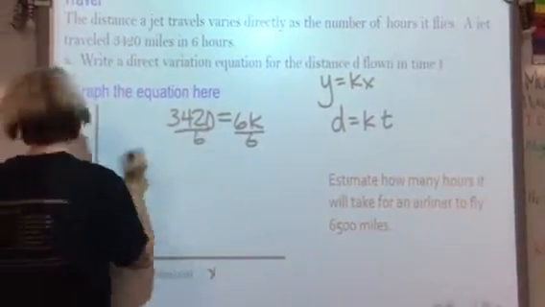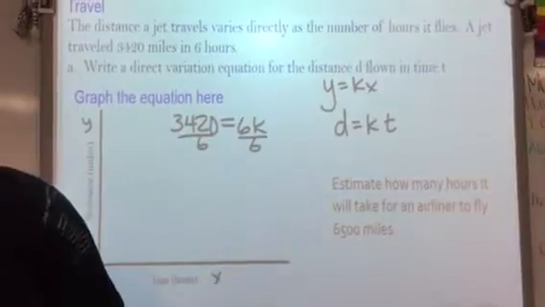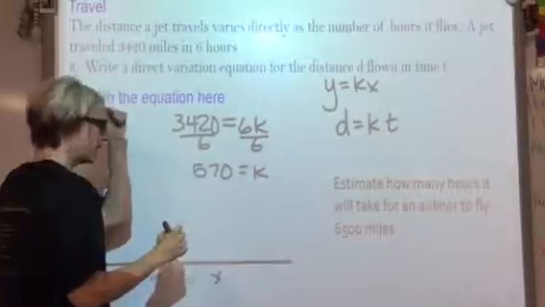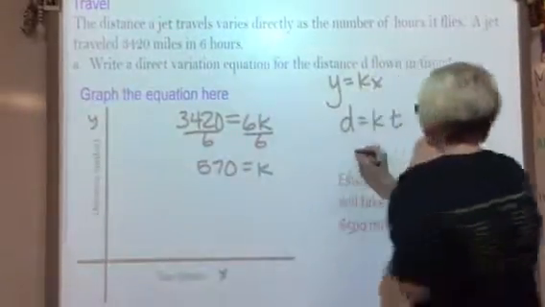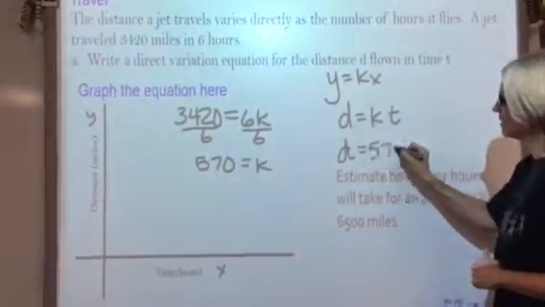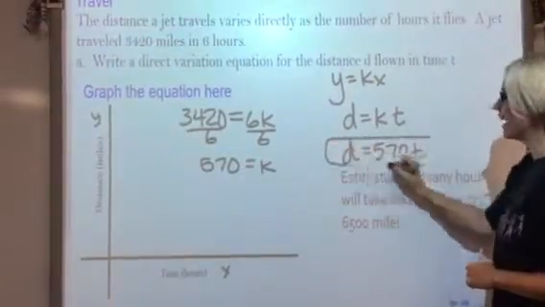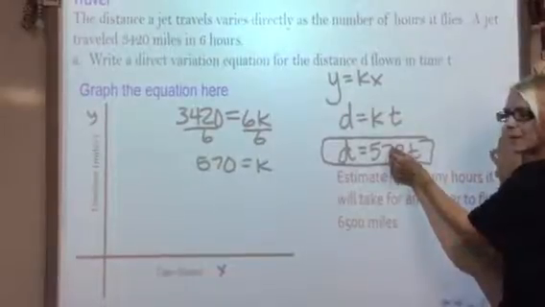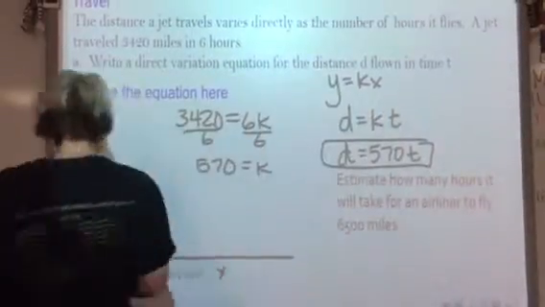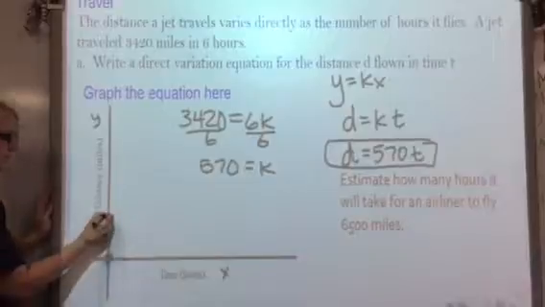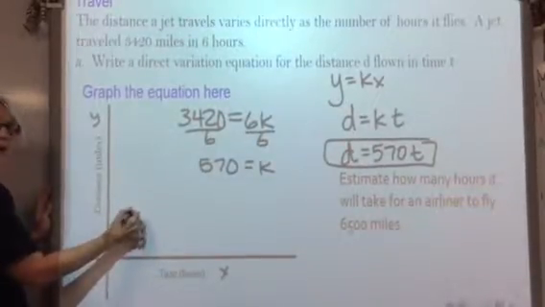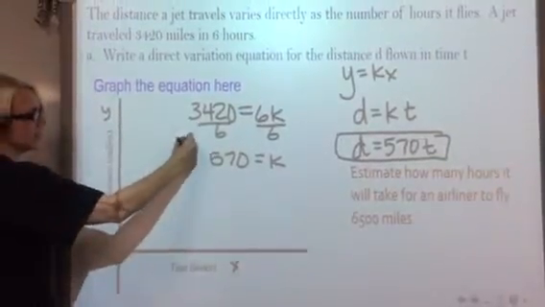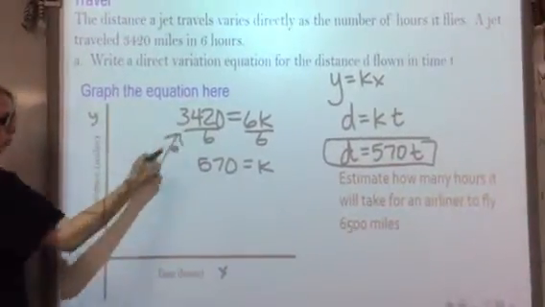Divide by 6, and we get 570 is equal to k. So I will now plug that into this equation, and I get d equals 570 t. And what that means is, for every hour it travels, we're going to go 570 miles. So you can graph this. I have 0, 0, and then I climb 570 in 1 hour, and then I would have 570 doubled in 2 hours, times 3 in 3 hours, and so on and so forth, and I could then draw an array for that information.